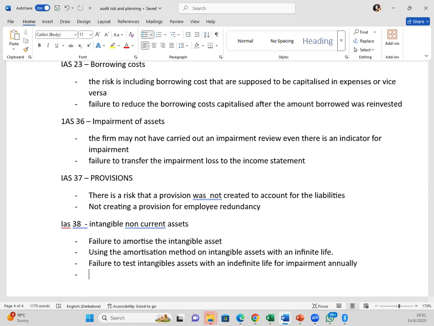Another issue is splitting research and development costs: treatment of research as development and vice versa.